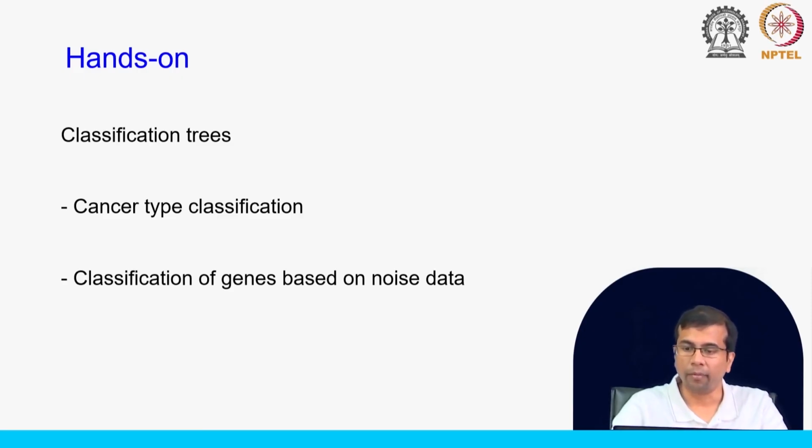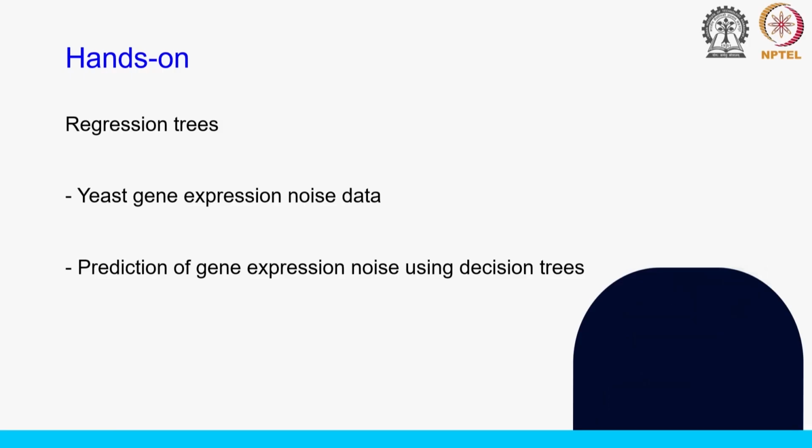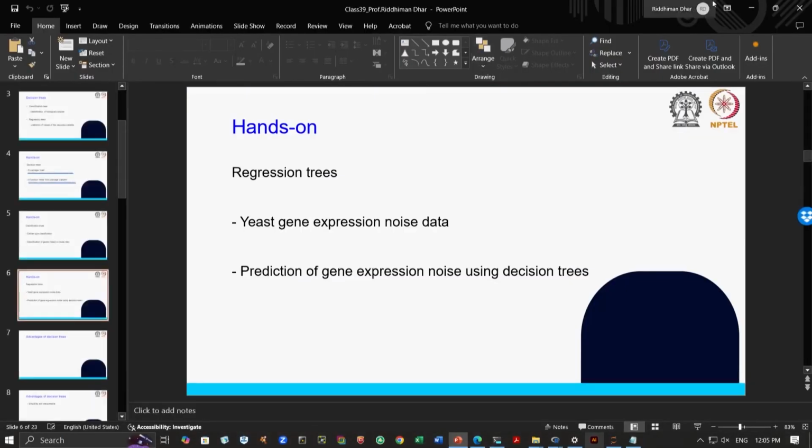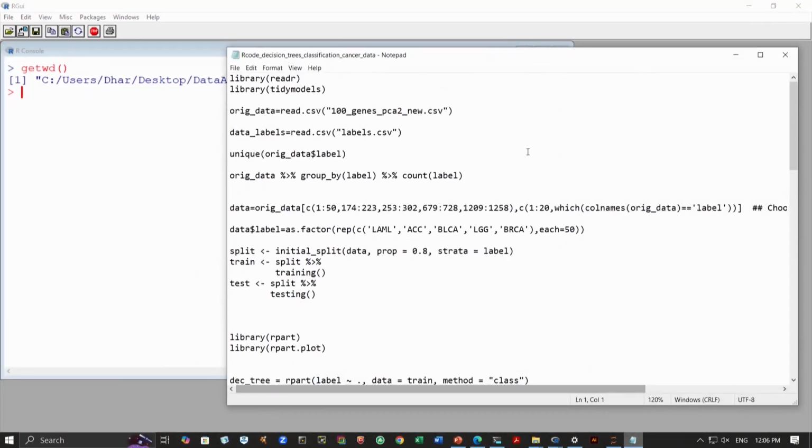Similarly we will also do hands-on with regression trees where we will be looking at the gene expression noise data, and we will see if we can predict gene expression noise using these decision trees. Okay, so, let us now move into the hands-on part in R, and let us try these different methods, and we will first try the classification and then we will try the regression part.